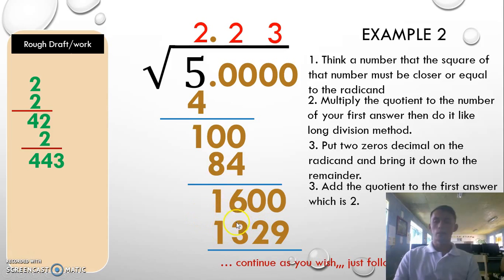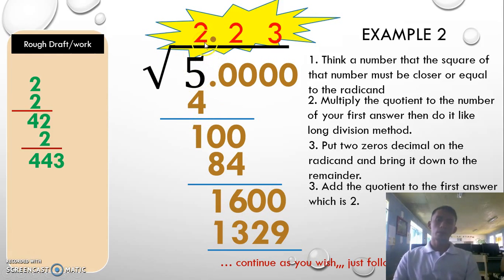If you wish to continue, just follow the pattern. Right, so the square root of 5 is 2.23. You can try non-perfect square numbers, just following this pattern.